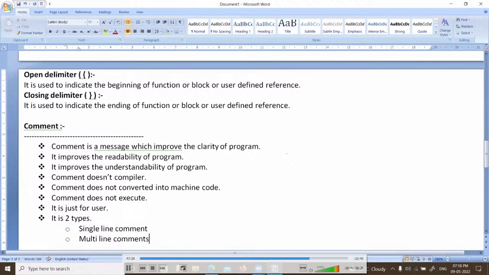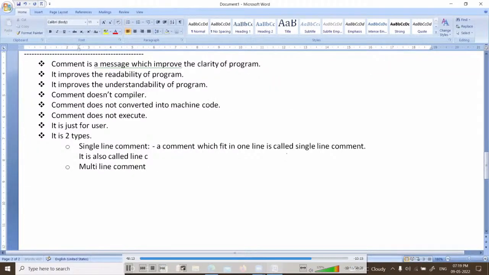Now, what is the meaning of single line comment? A single line comment is nothing but a comment which fits in one line. A comment which fits in one line is called a single line comment. It is also sometimes called a line comment.